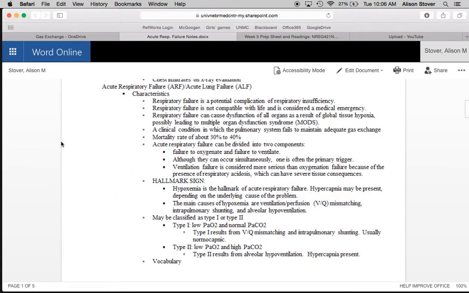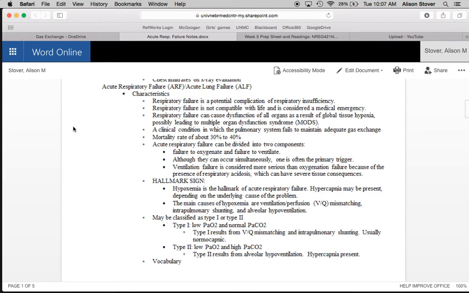Characteristics of ARF and ALF, you should know that by now. I'll just kind of linger on this section for a little bit. Mortality rate in Urden does say 30% to 40%. I think I would disagree with that based on what limited experience I have in practice, but that's what Urden says, so we'll just go with that. Hallmark sign of ARF, hypoxemia, that will definitely be on your exam. You might see hypercapnia, but hypoxemia is the hallmark sign of acute respiratory failure. Be sure you know that.